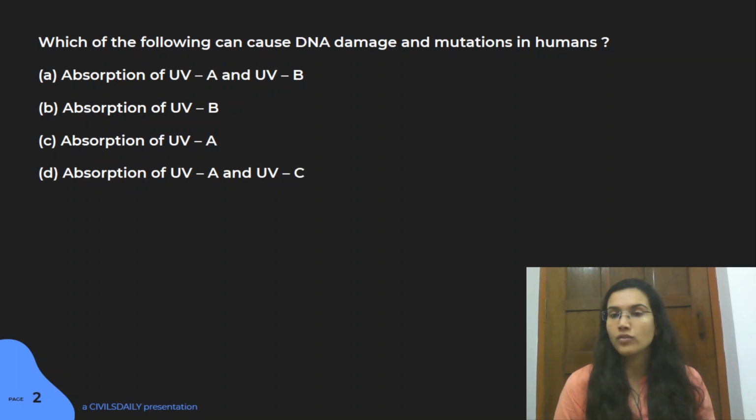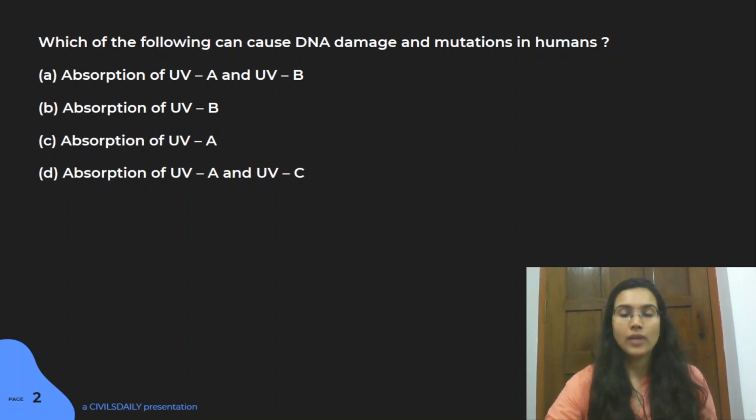So the first question of the day is related to your UV rays. The question is, which of the following can cause DNA damage and mutations in humans? First, it's UVA and B both. Second is UVB, C is UVC, and D is UVA and UVC.